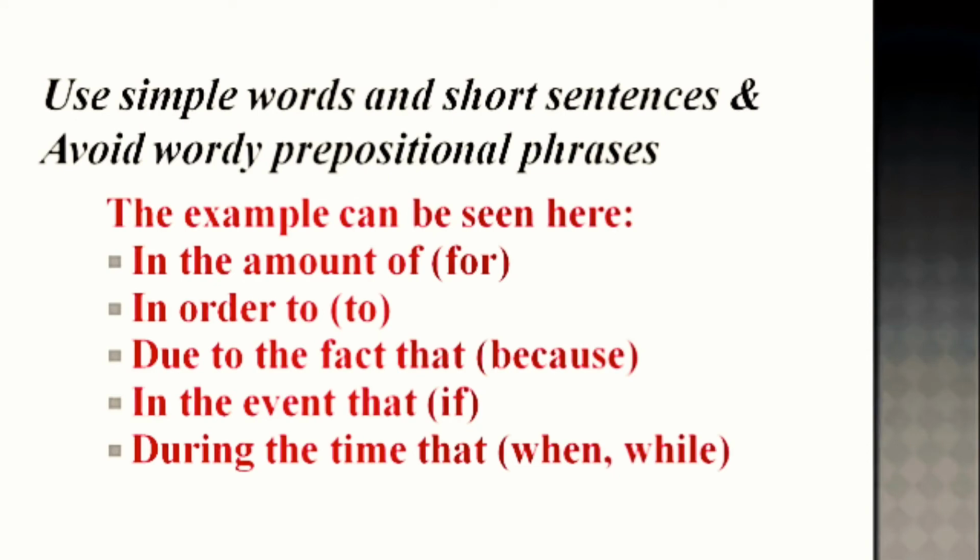Then next point is use simple words and short sentences and avoid wordy prepositional phrases. The example can be seen here: in the amount of, for; in order to, instead of; due to the fact that, we can use the word because; in the event that, we can use the word if; during the time that, we can use when or while. Next point is use jargon only when necessary. Now what is jargon?